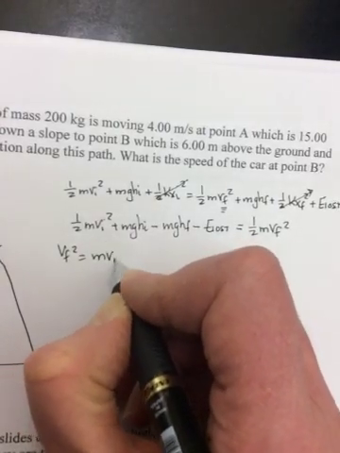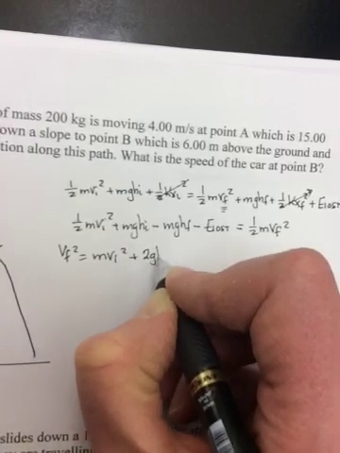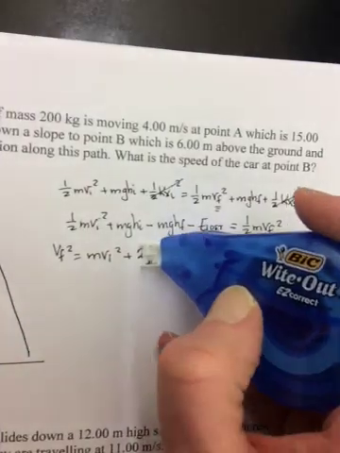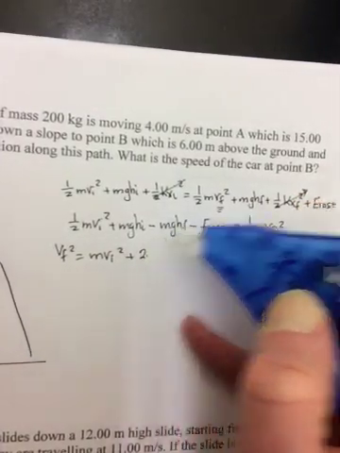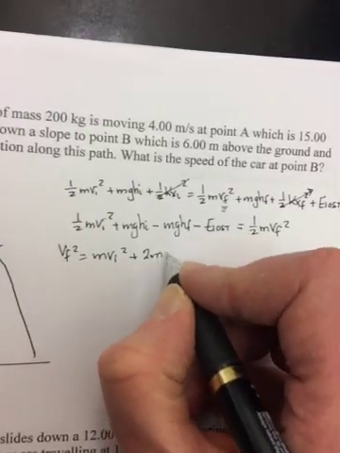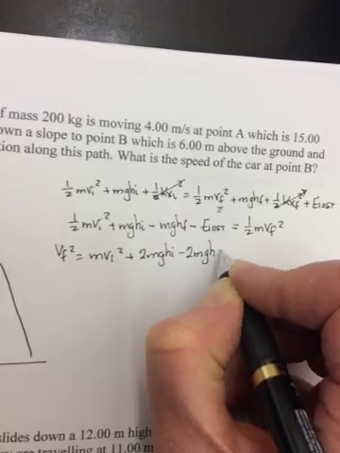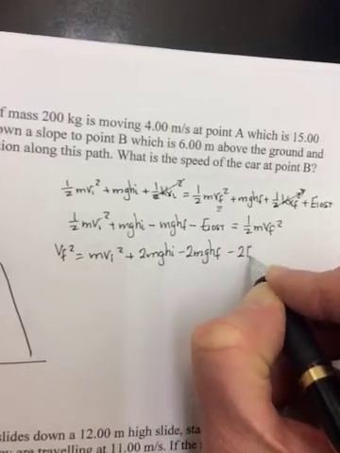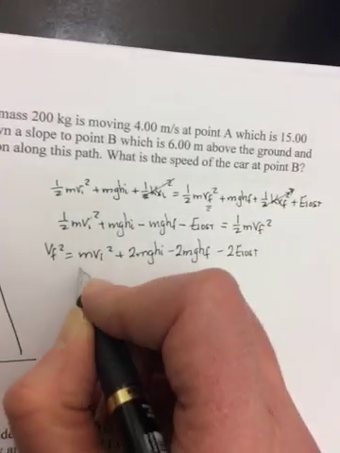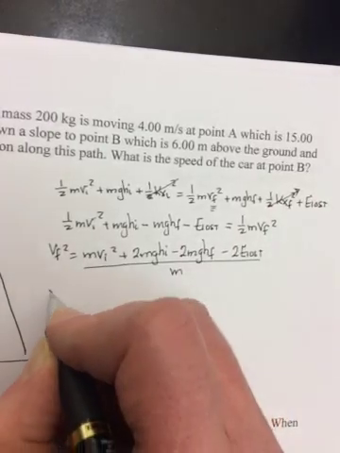So this becomes MV initial squared plus 2MGH initial, don't lose your M, 2M. You can't cancel the M's here because there's no M in the E lost. So don't lose it like I just about did. So 2MGHI minus 2MGHF minus 2E lost. Okay, so we got rid of the 1/2. Now we need to get rid of the M by dividing. And again, you can't cancel it out because there's no M in the E lost.